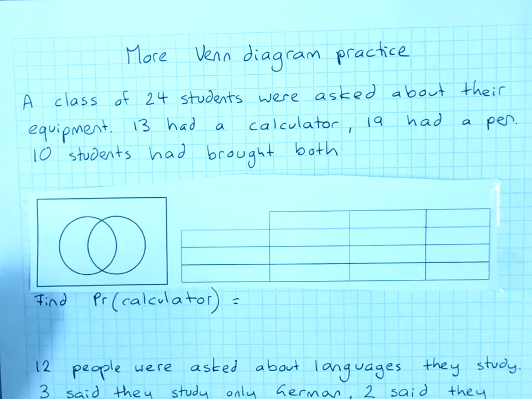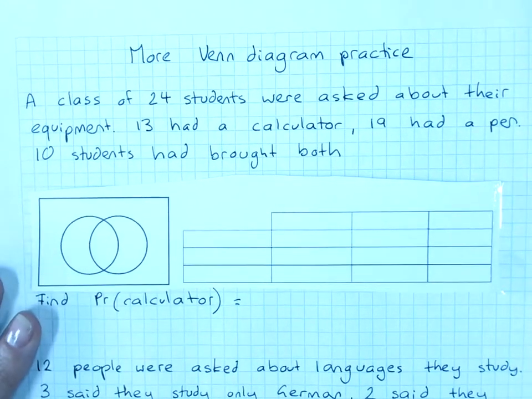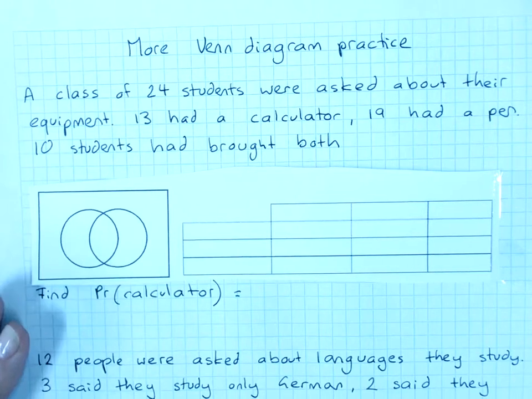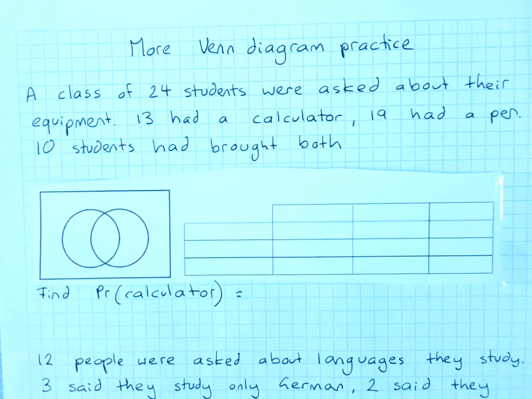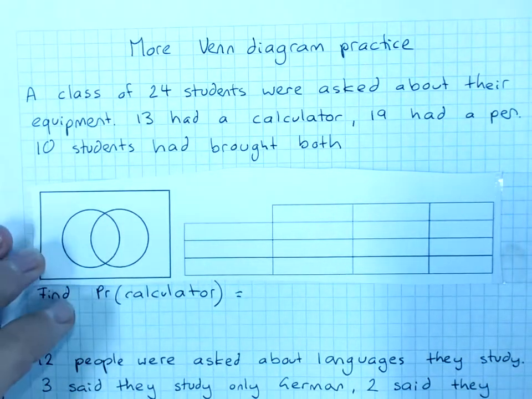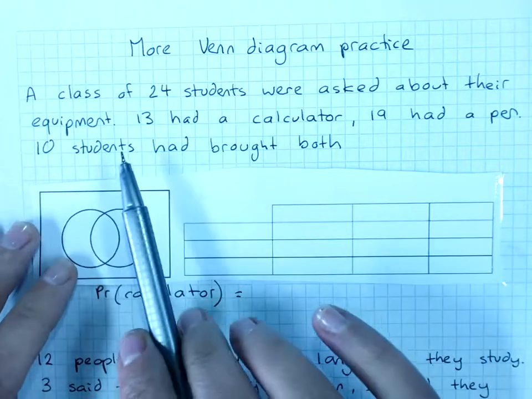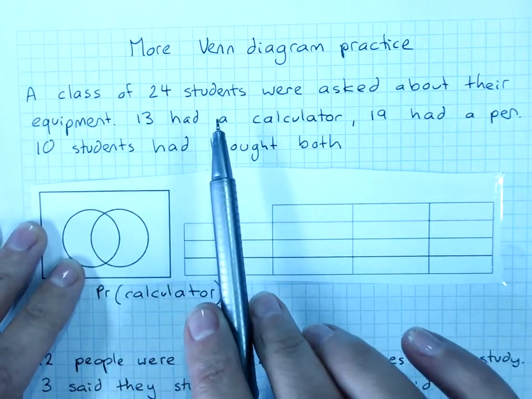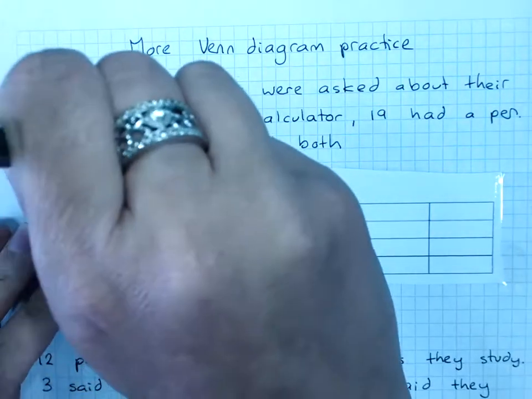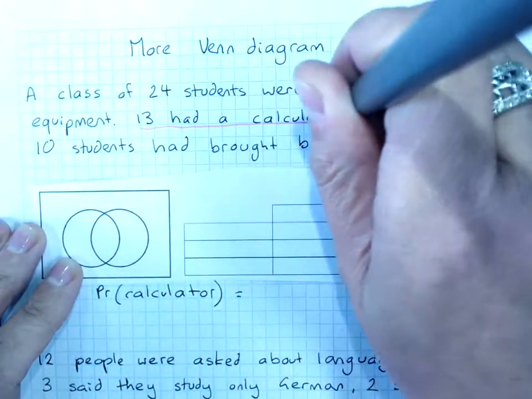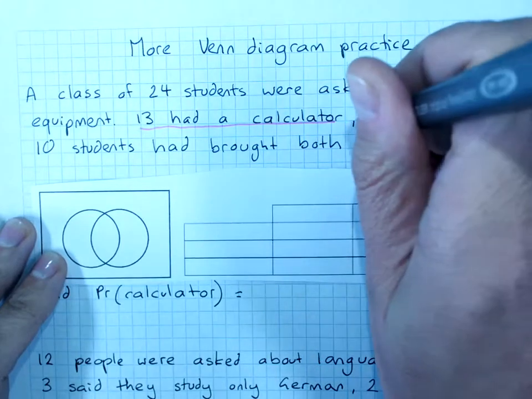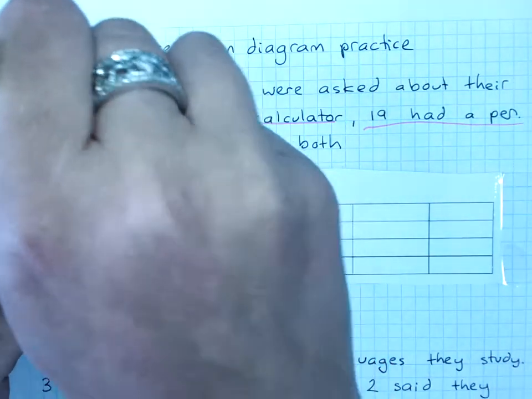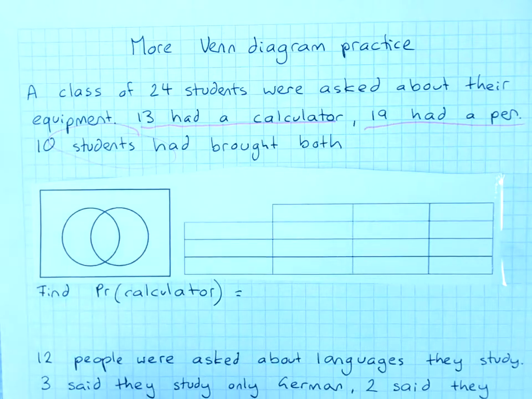More Venn diagram practice. A class of 24 students were asked about their equipment. 13 had a calculator, 19 had a pen, 10 students had brought both. Remember, unless we say 13 only had a calculator, it means that we are talking about the total number of people who had a calculator. 19 had a pen, that's everybody who brought a pen. 10 students had brought both.